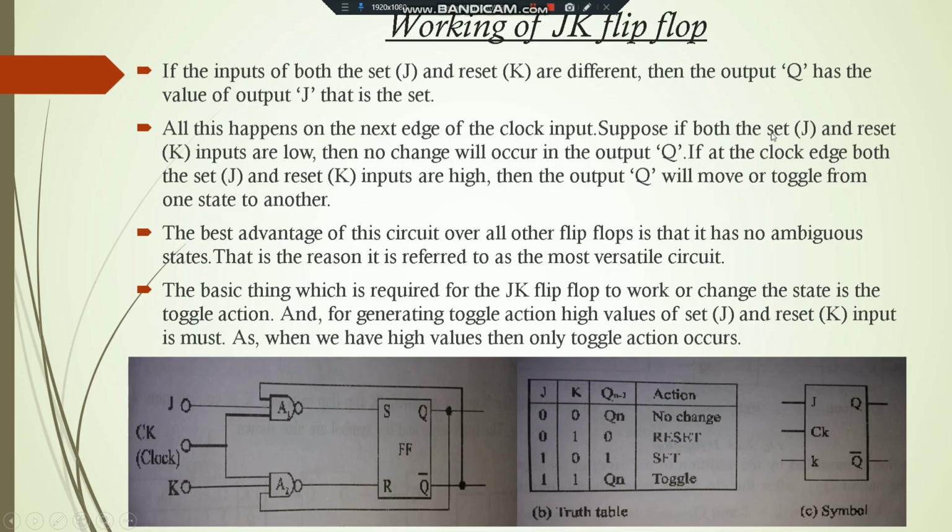Suppose both set J and reset K inputs are low. If we give a low input to both J and K, then the output remains unchanged. See here, J is low and K is low, then Q has no change, it remains as it is. There is no change in Q if you give the same low input to J and K.